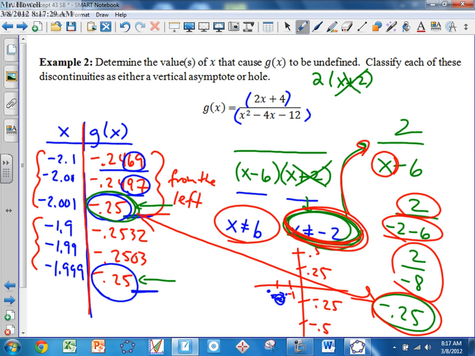What does the numerator become if I plug a 6 in there? 16. And clearly the denominator must become 0, because that's what makes the denominator 0. When I plug a -2 up top, what do I get? Trayvon? You get 0. Good, Trayvon. 2 times -2 is really -4 here. -4 and +4 is 0.